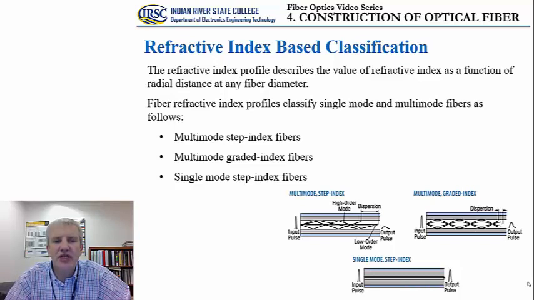We are going to be talking about each of these different categories of the fibers, and we're going to look at their basic properties as well as their advantages and disadvantages. So again, the refractive index profile describes the value of the refractive index as a function of the radial distance at any fiber diameter. And we'll see that in some optical fibers, the index of refraction is going to be changing as you are moving from the center of the core radially towards the edge of the optical core.